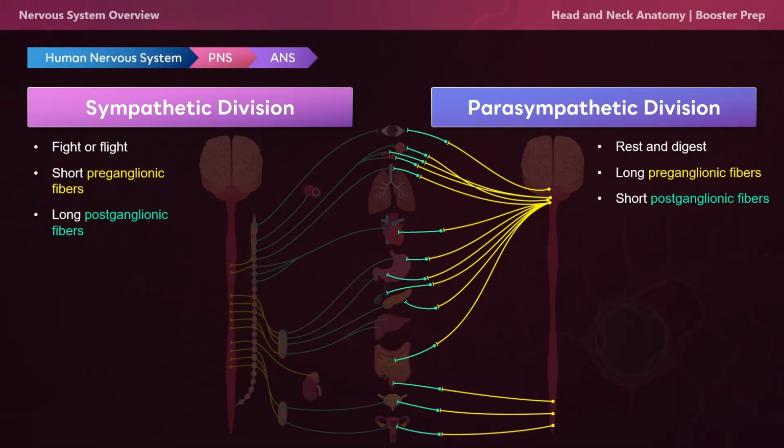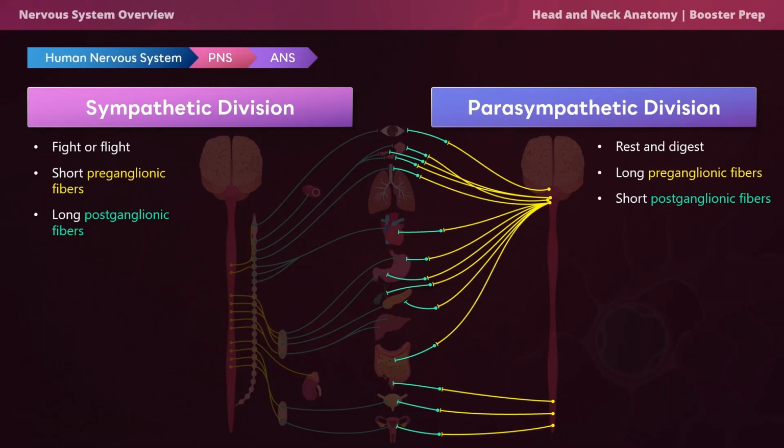The preganglionic fibers are nerves that originate from the central nervous system, brain or spinal cord, and extend out to ganglia, which are clusters of nerve cell bodies outside the central nervous system. Postganglionic fibers are nerve fibers that extend out from the ganglia to the target organs or tissues, such as the heart, lungs, or digestive system.